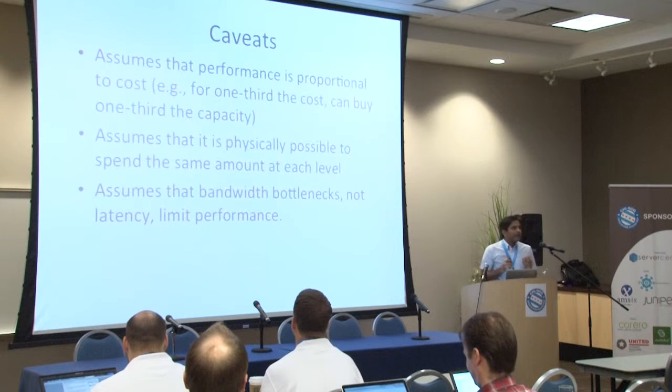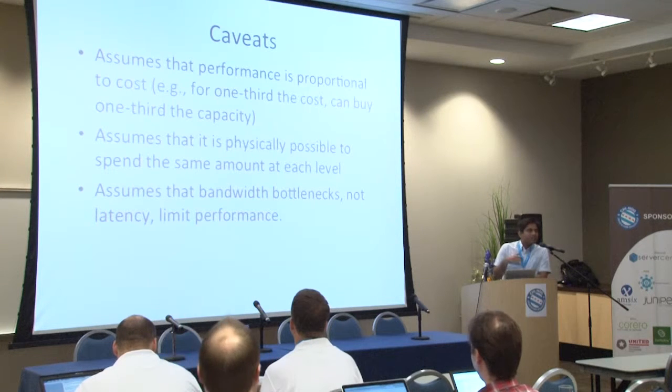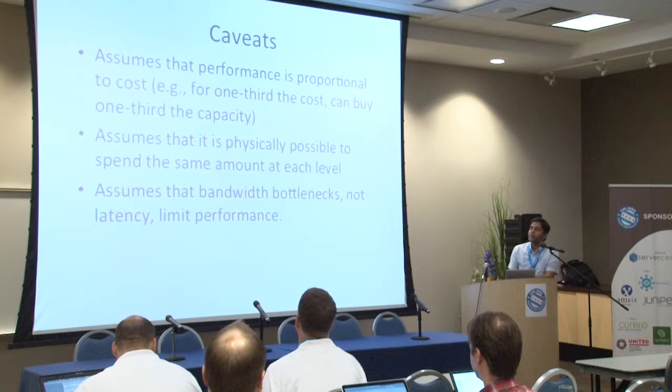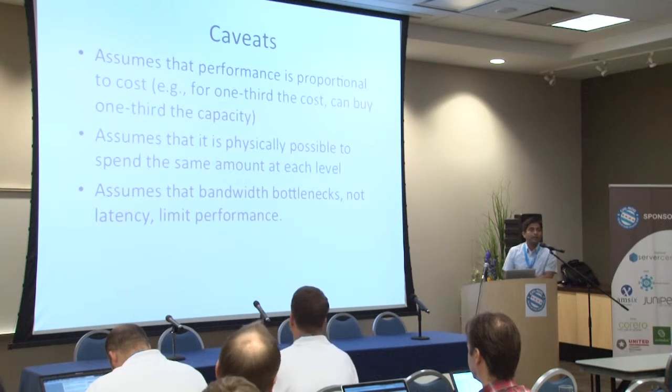Okay, so there are a few caveats to this argument. The first is that we assumed that the performance you derive is proportional to cost, and when you provision 1/3 the expense of a network, you get 1/3 lower performance, and so on. We also assumed that it is physically possible to spend the same amount at each layer. Depending on the technology, this may not quite be possible. And we also assumed that the key bottleneck for performance is bandwidth, and not latency and things of that kind. So this argument would hold for a specific class of networks.